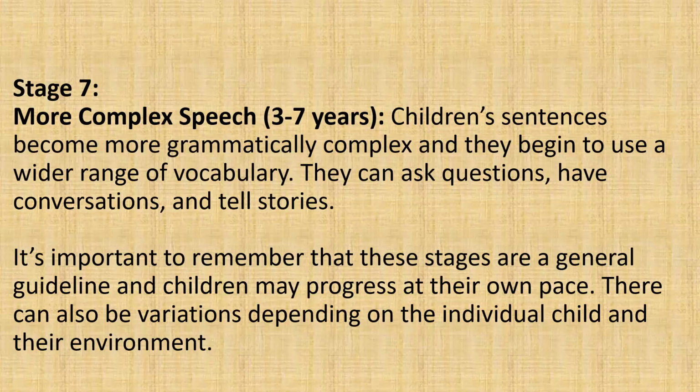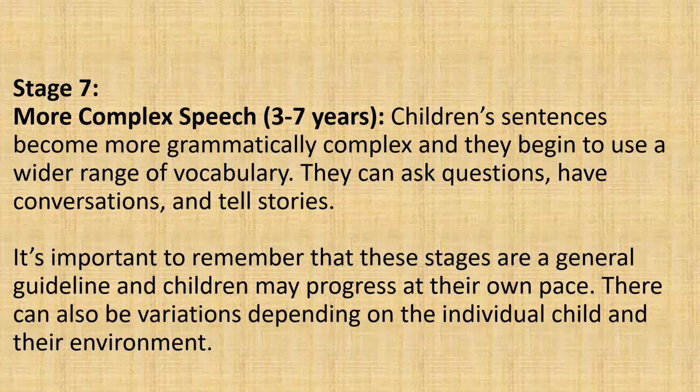Stage 7, more complex speech, 3 to 7 years. Children's sentences become more grammatically complex and they begin to use a wider range of vocabulary. They can ask questions, have conversations, and tell stories. So that is the highest stage.